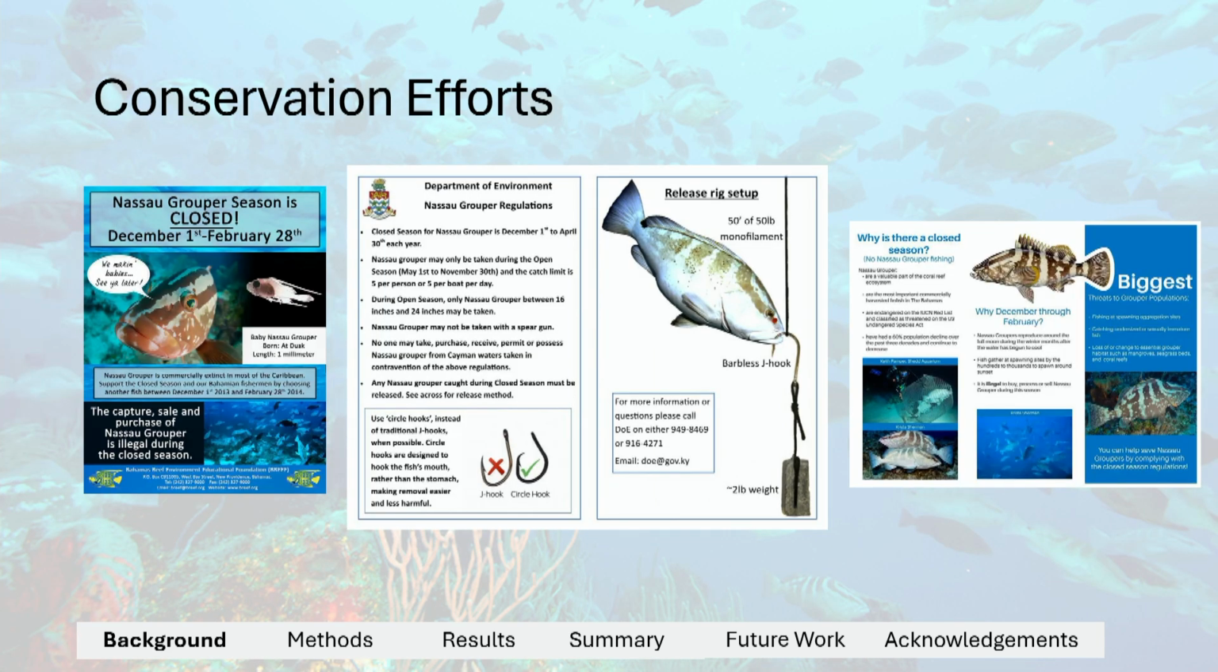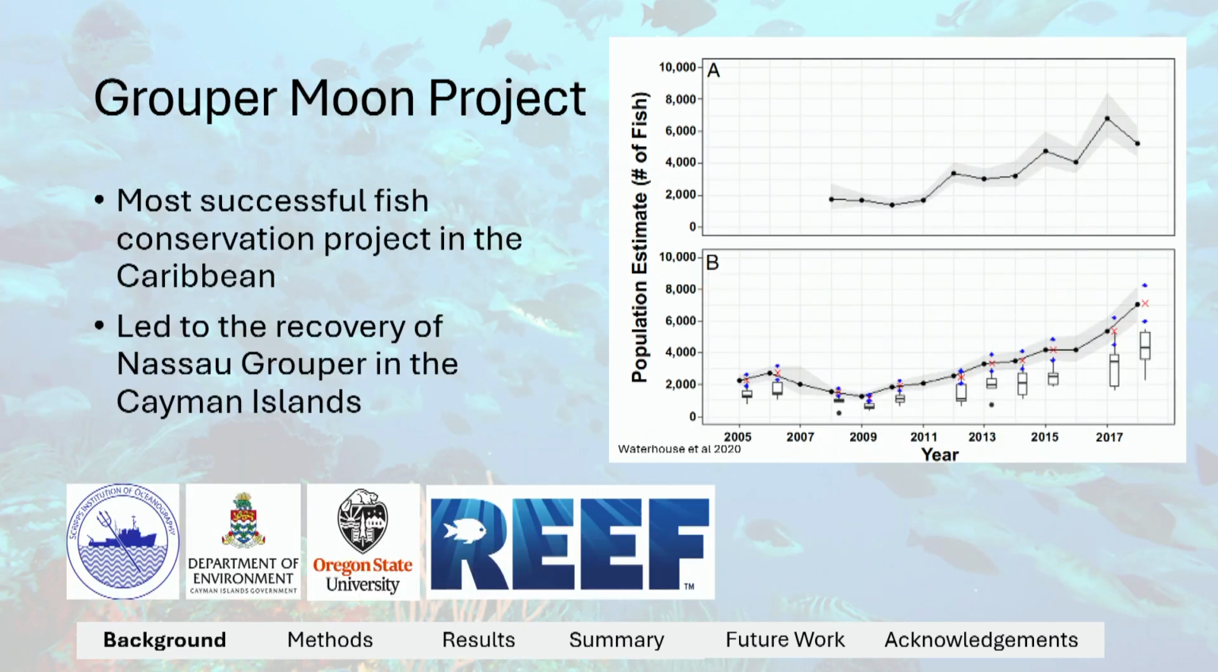So various conservation efforts exist globally, but I really want to focus on the efforts placed in the Cayman Islands. Things like gear restrictions, catch limits, closed fishing seasons, etc., have led to one of the biggest fish conservation stories in the Caribbean. This work has led to the recovery of Nassau grouper in the Cayman Islands, and this is a project called the Grouper Moon Project, which is a collaborative effort between the Cayman Islands Department of Environment, REEF, a nonprofit in South Florida, Oregon State University, and Scripps Institution of Oceanography.